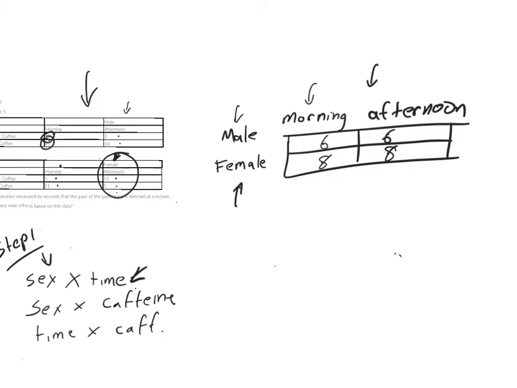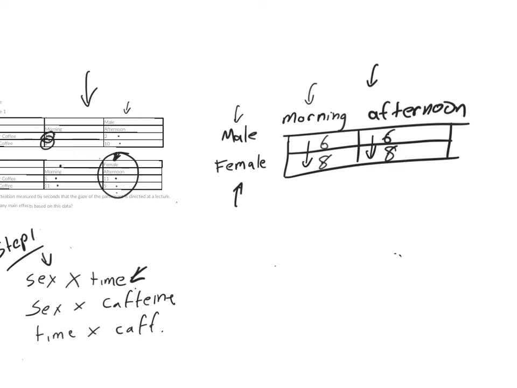Great. The next and final step to check if there's an interaction between sex and time is subtracting. Some of you already know what the answer is, but let's work it out. I'm going to go this way. Remember, you have to choose a direction to subtract and then do that for both sides.